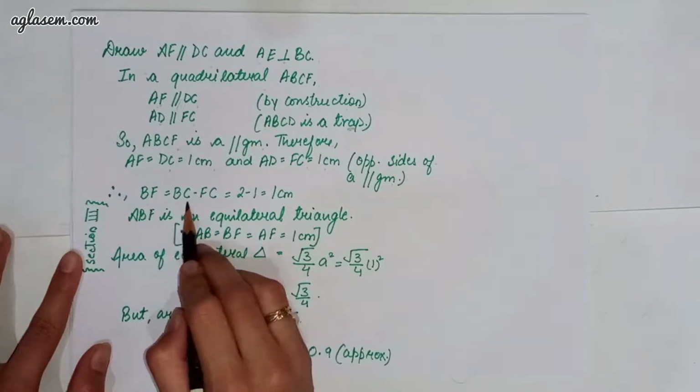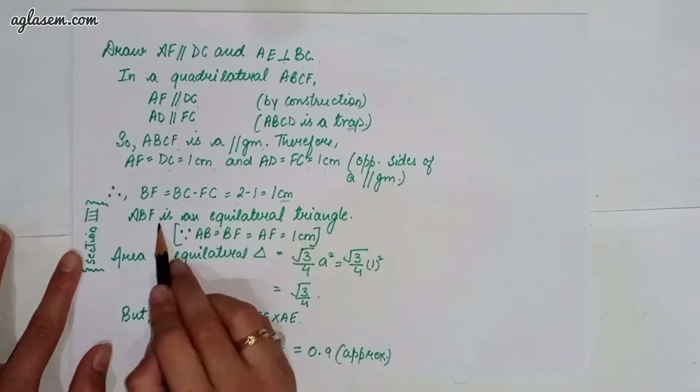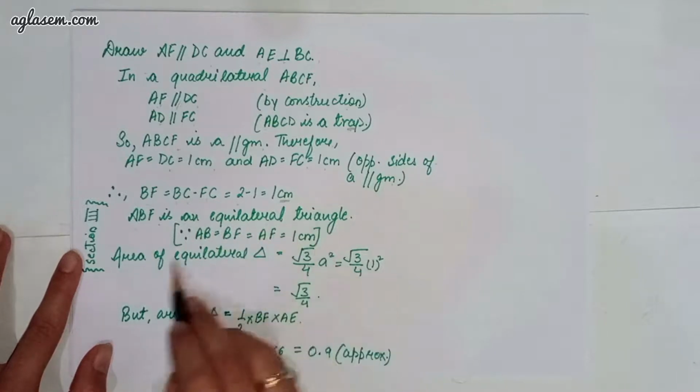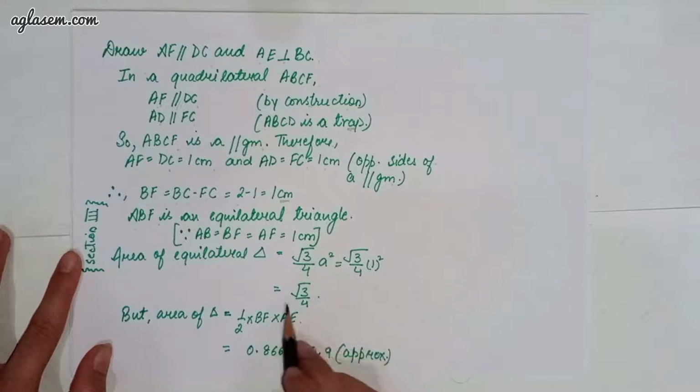So BF is equal to BC minus FC, which will give you 1 centimeter. Therefore, ABF is an equilateral triangle. So the area of an equilateral triangle is root 3 divided by 4 into A squared, which will give you root 3 by 4. But the area of a triangle is also half into base into height. We know this. So half into base, that is BF, into height AE will give you 0.9 approx.